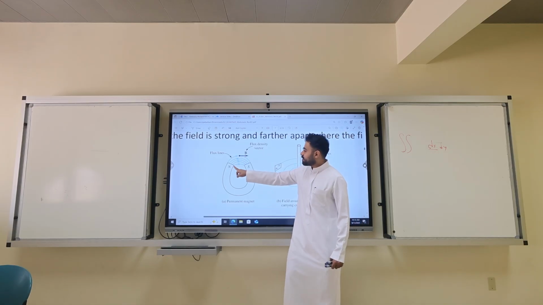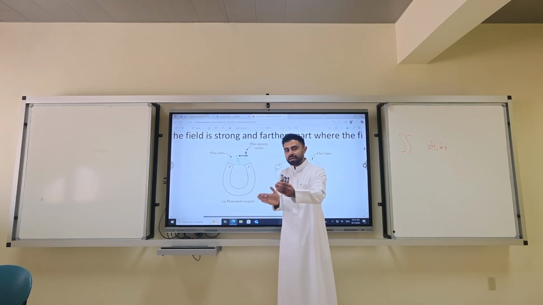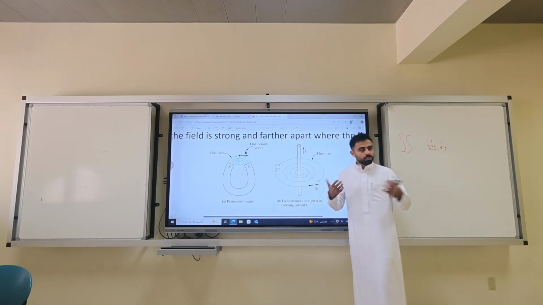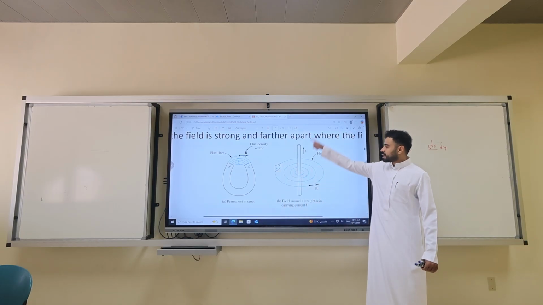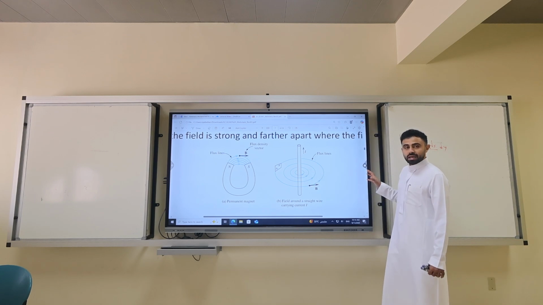The horseshoe magnet we have here goes from north to south. Across the magnet, the 1, 2, 3 lines in the middle, the magnetic flux is big. Outer flux lines are apart, so magnetic flux is smaller. For the current, closer to the conductor, the lines are going to be closer. Further away, it's going to be smaller.